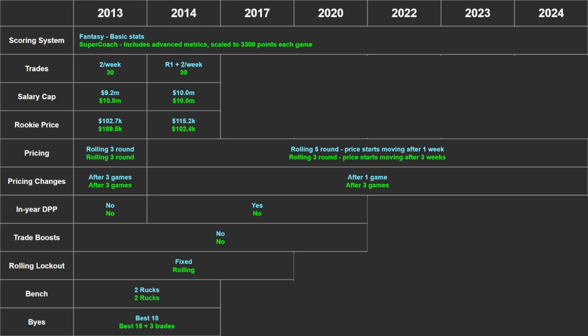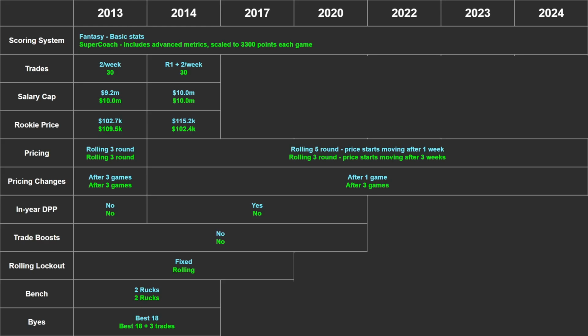The salary cap for both formats tied up at 10 mil each this year, which is just coincidence. The rookie price, we can see that changed. So SuperCoach introduced the basement price of 102.4K, while, as I mentioned, the rookie price for Fantasy starts increasing in line with that salary cap and will continue to go up over future years.